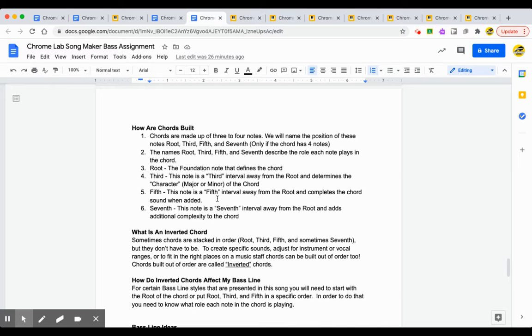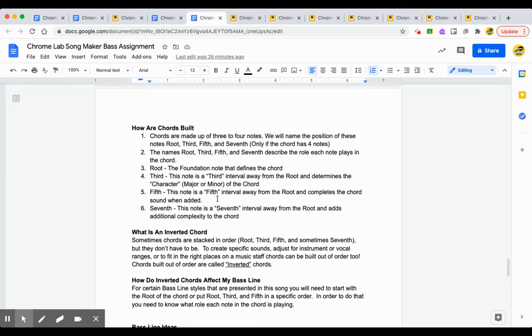Sometimes chords are stacked in order: root, third, fifth, and sometimes seventh, but they don't have to be. And to create specific sounds, to adjust for instrument or vocal ranges, meaning some instruments can only play so high or play so low. Some people can only sing so high or sing so low. So you adjust the chords and the notes a little bit to fit the instruments or the people who are going to be performing your music.